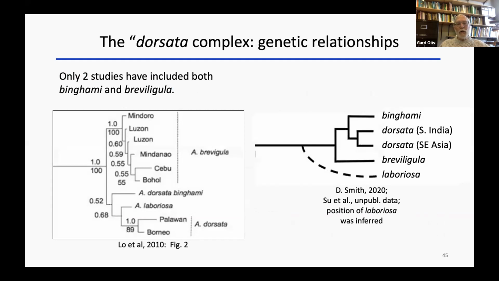And finally, we turn to genetic relationships. There have only been 2 analyses so far that have included all 3 taxa within the Dorsata complex: Breviligula, Binghamai, and Dorsata.